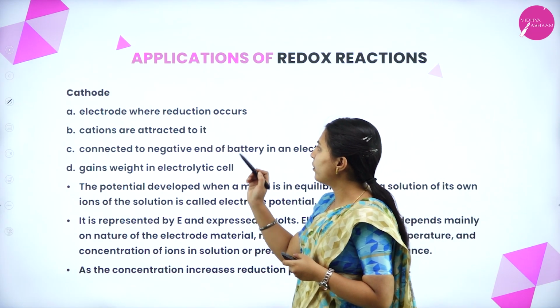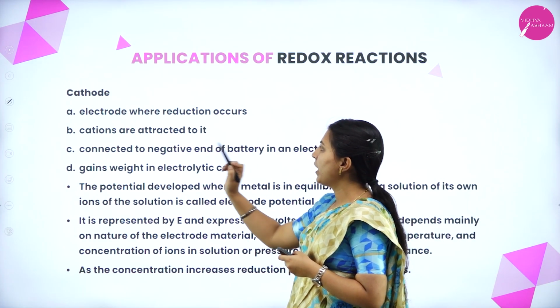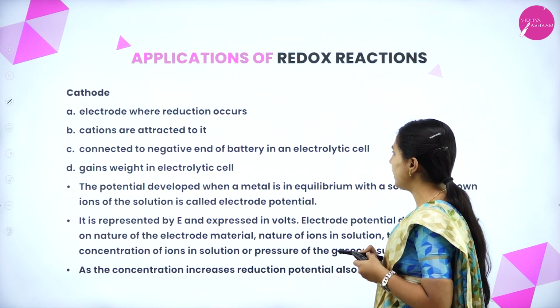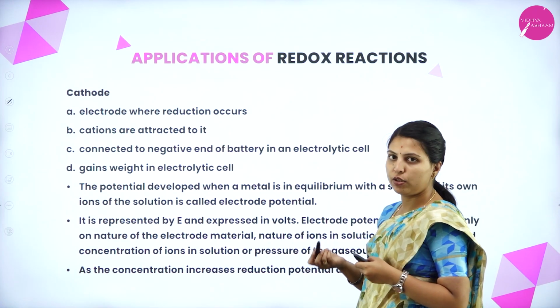Next, cathode: the electrode where reduction occurs. Cations are attracted to it. It is connected to the negative end of the battery in an electrolytic cell and gains weight in an electrolytic cell.